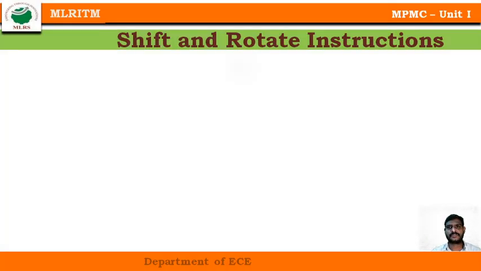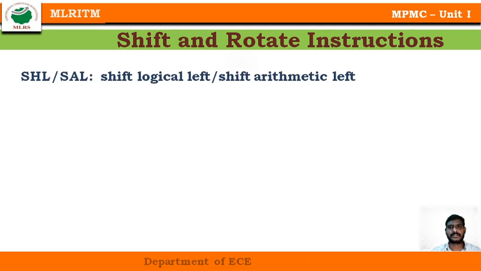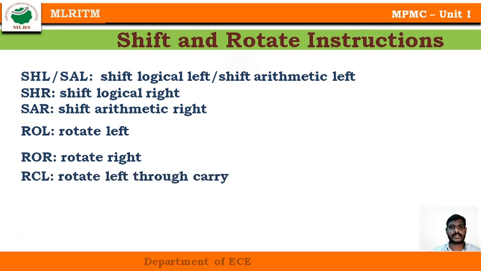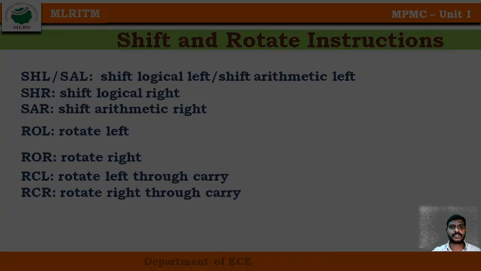When you come to shift and rotate type of instructions, these instructions are used to rotate the data or shift the data from one register to another register, or from a register to memory, and so on. Let's see the various types of these instructions. The first one is SHL or SAL, which is shift logical left or shift arithmetic left. The second is shift logical right and shift arithmetic right. Coming to the rotate instructions: rotate left, rotate right, rotate left through the carry, and rotate right through the carry.